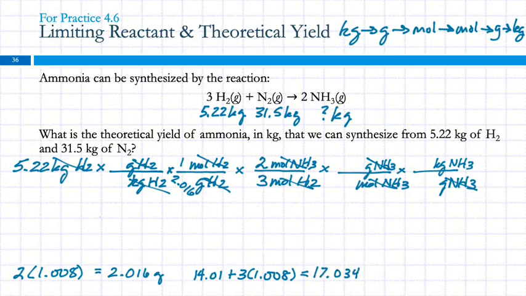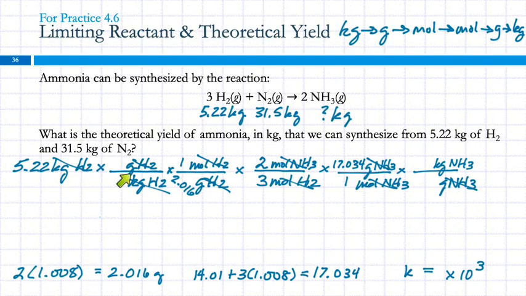$17.034. 17.034 grams of ammonia is 1 mole of ammonia. I need the relationship between grams and kilograms here. Kilo stands for times 10 to the 3, right?